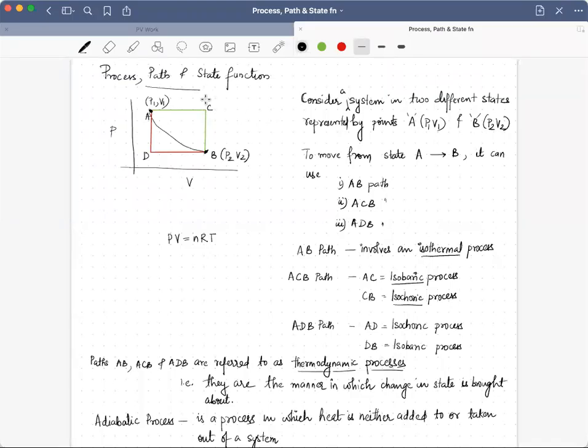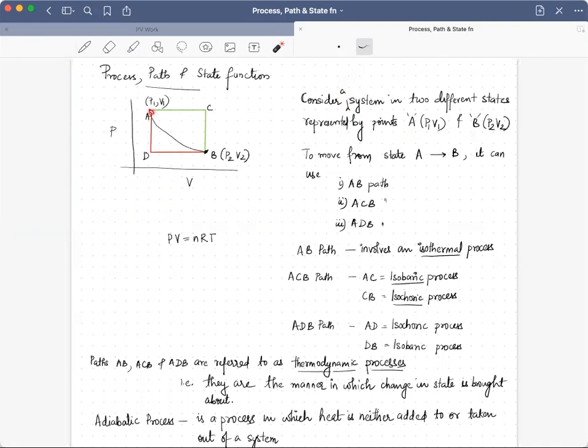In this video, we are going to talk about process, path, and state function. To understand this, we are going to consider a system that is in two different states, A and B, as represented in this PV graph.